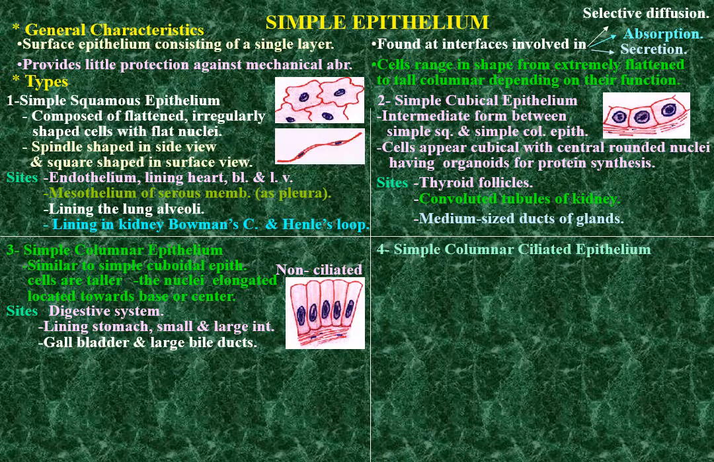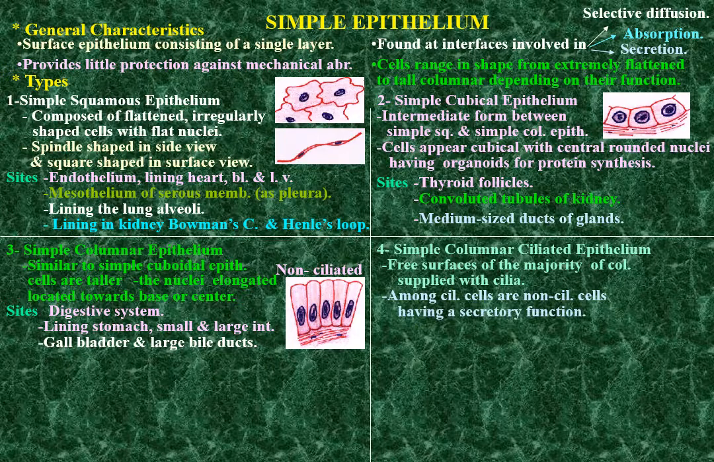Simple columnar ciliated epithelium. Structure. The free surfaces of the majority of columnar cells are supplied with cilia. Among the ciliated cells are scattered non-ciliated cells, having a secretory function. The cilia beat in a wave-like manner, generating a current which propels fluid or minute particles over the epithelial surface in one direction.